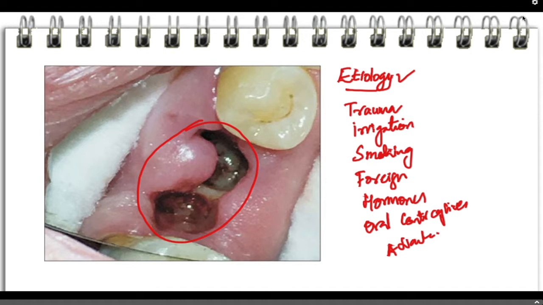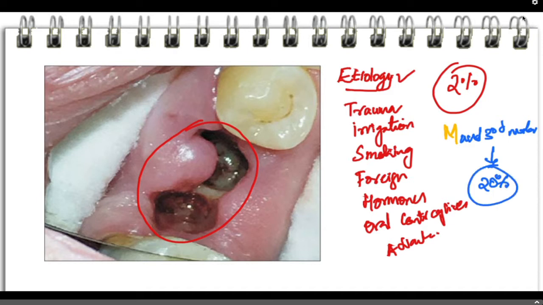Apart from this, the main important thing you have to focus on is a question that was recently given in NEET or AIIMS, I think. The percentage of teeth affected with dry socket, the answer is 2%. In the overall oral cavity, the incidence of dry socket is 2%. These dry sockets are most commonly seen in mandibular third molars, and the incidence of dry socket in mandibular third molar is 20%. So be clear whether they are asking the overall incidence, the answer is 2%, whereas if they are asking the incidence in mandibular third molar, the answer is 20%.